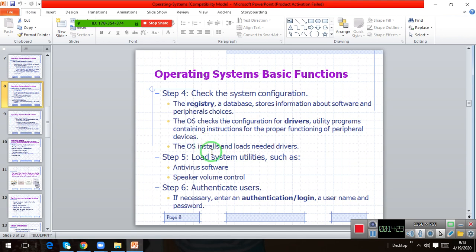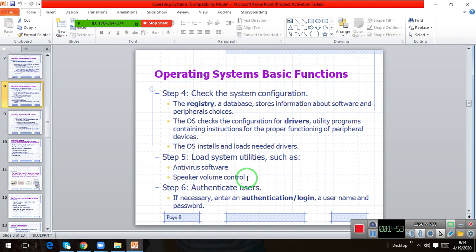Now the next one is loading system utilities, such as antivirus software and speaker volume. If you have already installed antivirus software, it is called utility software. So after configuration, the utility software is loaded, as well as the speaker volume. The volume control panel is already loaded. And the last one is authentication of the users.